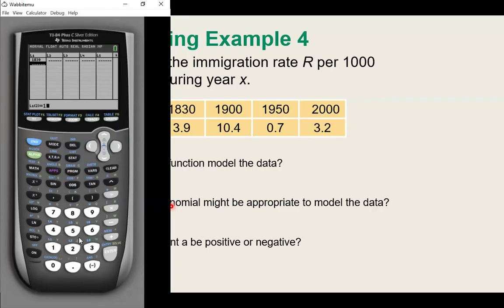I'm going to do my X's first. 1830, 1900, 1950, and 2000. Okay. So what we're measuring here is the immigration rate per 1,000 U.S. population during each year.